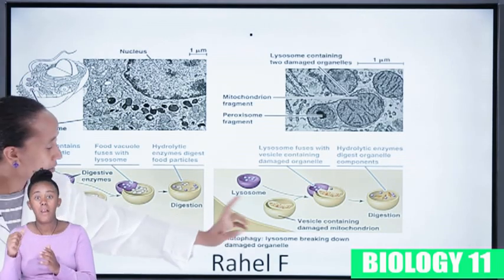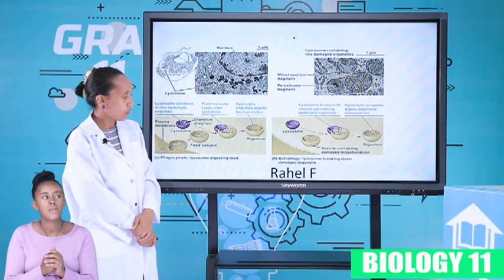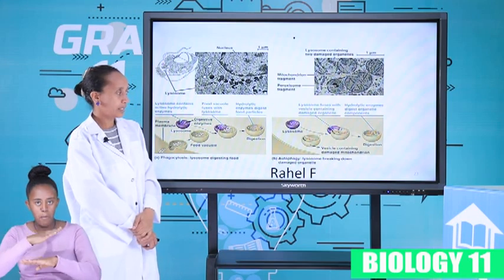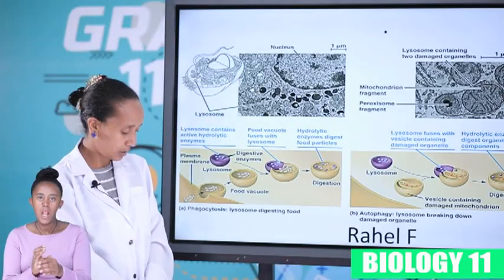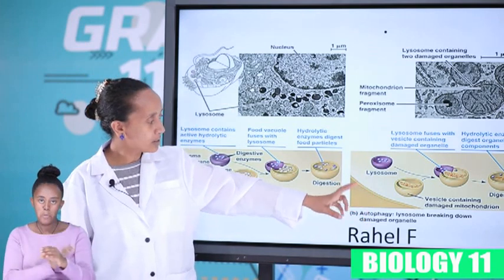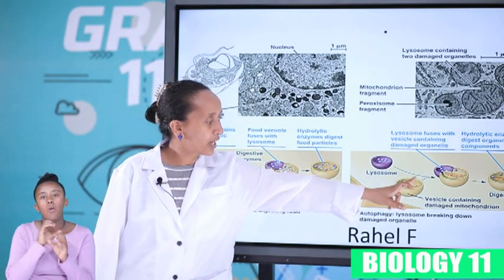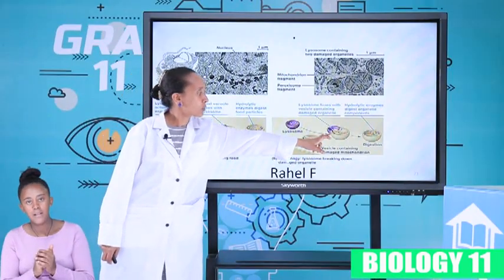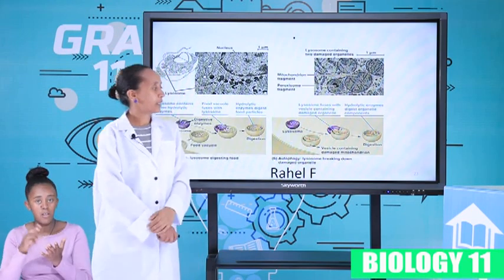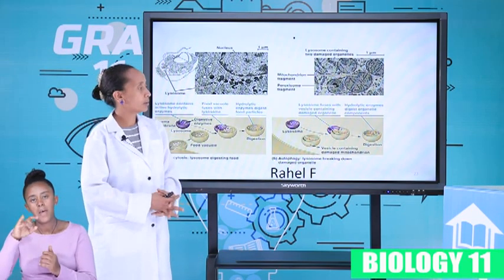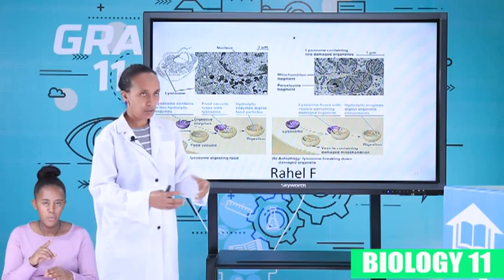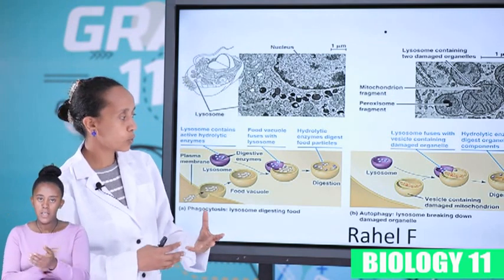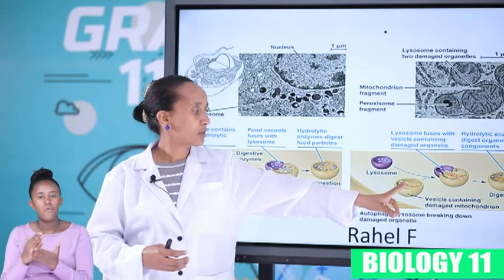And on the other side, it shows a process of autophagy, which means when lysosomes break or digest cell organelles. When the lysosome digests cell organelles, here we have an old mitochondrion contained in a vesicle, and then the lysosome will fuse with the vesicle and release the digestive enzyme that can break down the mitochondrion into different pieces, so that the cells can use lysosomes to get rid of old organelles.